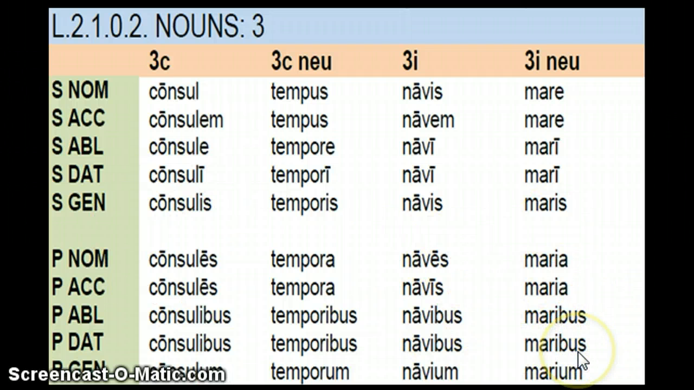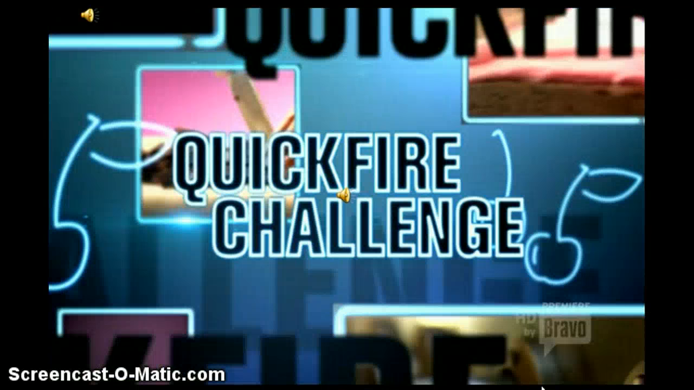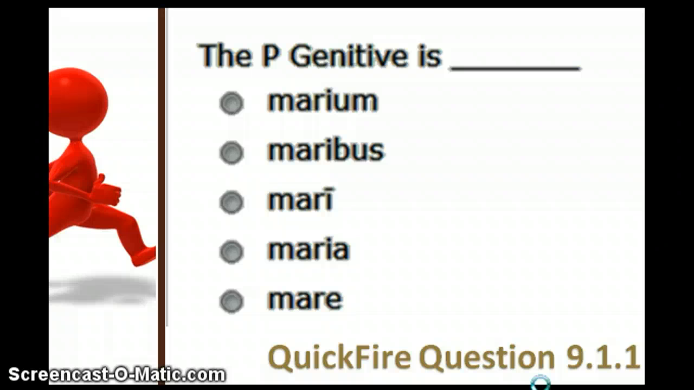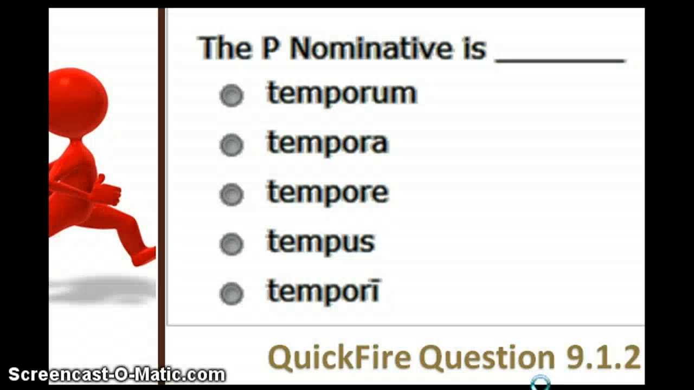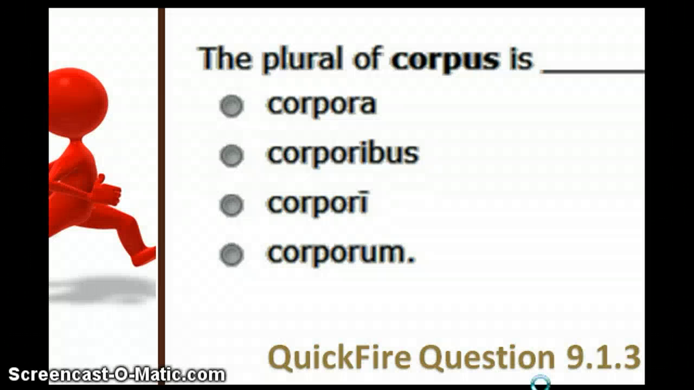And then finally, Nawium and Mariam show that that's 3I in the genitive plural. I don't need to give a lot of comment on this, just to say there they are.